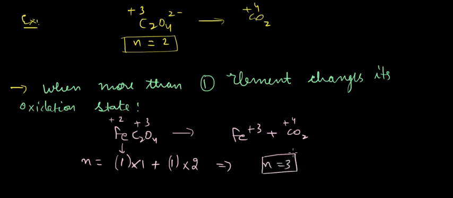Okay, so in the next lecture we'll be continuing on seeing more examples of calculation of n factor when more than one element changes their oxidation state in the course of the reaction.